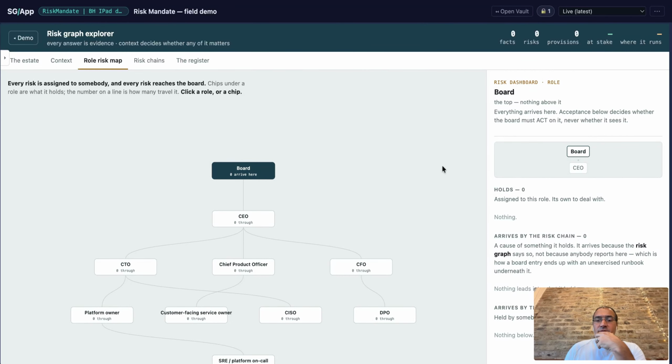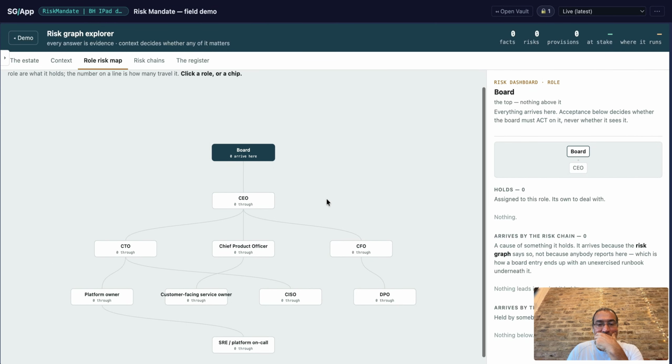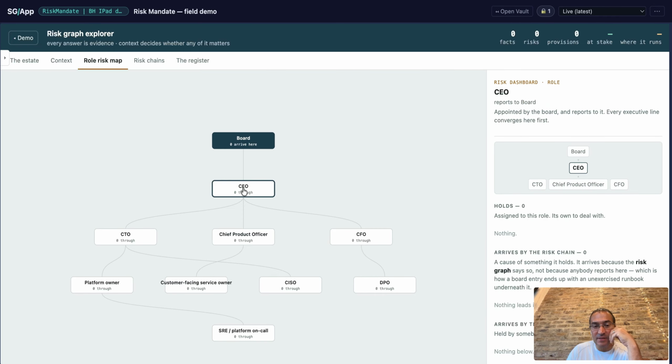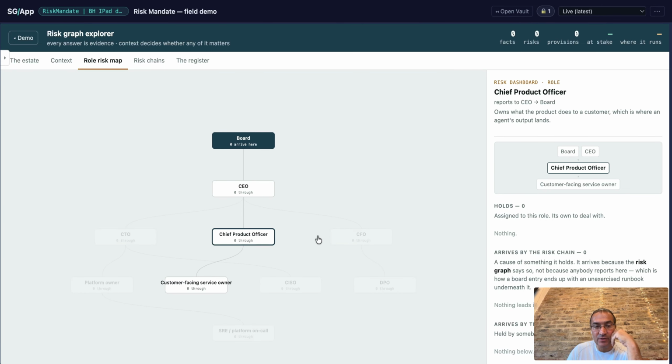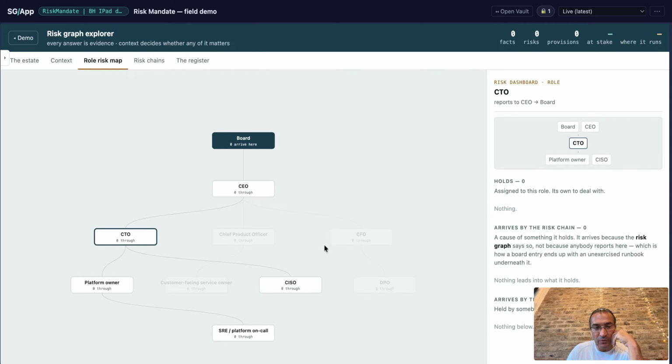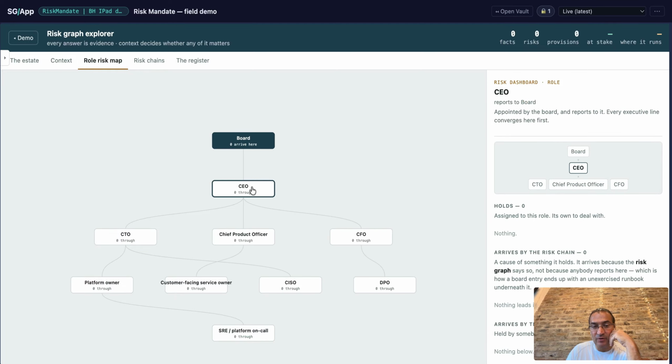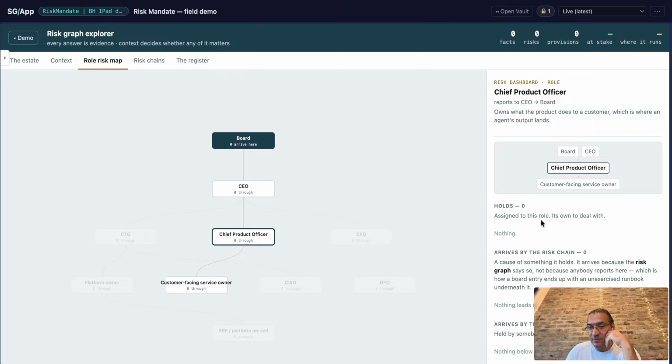Okay, so this next video shows another super powerful capability that we added here to our Risk Graph Explorer, which is the org chart. In this case we have a board, a CEO, and 3 direct reports, and then we have the team where the platform calls to the platform owner, cross CTO, cross CEO, across the board, and you can actually see, it's quite nice, the chain, right?